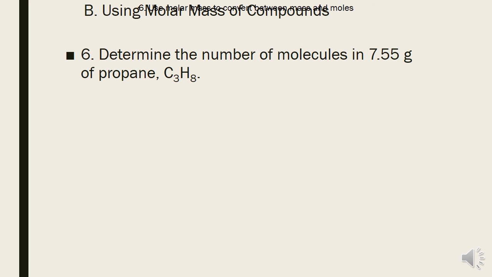Try this one on your own. Determine the number of molecules in 7.55 grams of propane. And I give you the formula there, C3H8. So notice this one is the reverse of the one we just did. Here we're asked to find particles and we're given mass. Before we were asked to find mass, we were given particles. So again, you will need both Avogadro's number and molar mass. You need two conversion factors here.